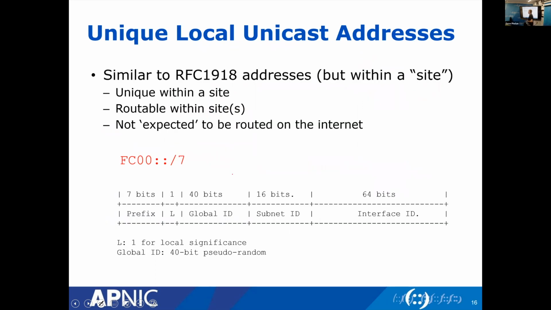We also have these other addresses called unique local unicast addresses. These are like our current RFC 1918 address space. So your 10/8, 192.168/16, 172.16/12, I'm pretty sure, I can't remember. So this is your private address space. It's unique within your site, and you can route it within your sites. We do not expect to see this block on the internet.